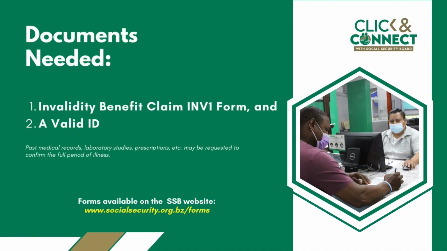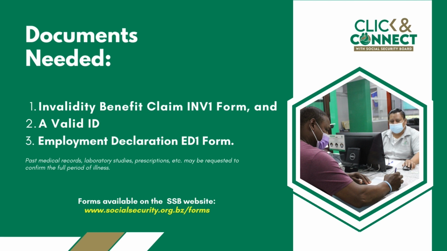Upon submitting a claim for invalidity benefit, you are to submit a fully completed invalidity benefit claim form, a valid ID and primary document to confirm your name, identity, and age. The valid ID can be your social security card accompanied by your valid passport or your birth certificate and your social security card.